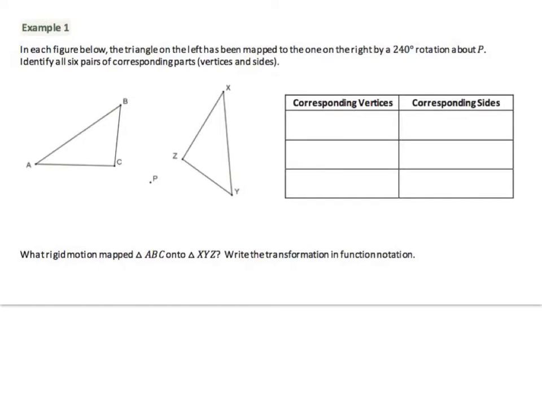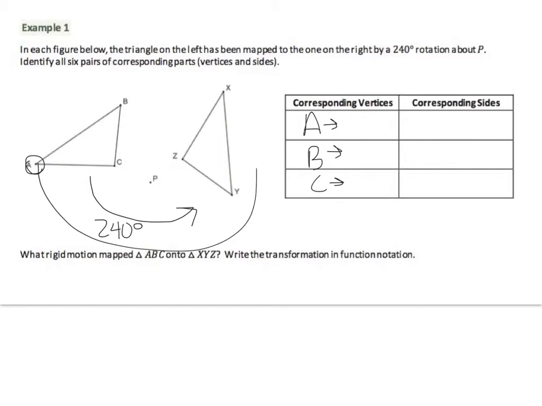Okay, in each figure below, the triangle on the left has been mapped to the one on the right by a 240-degree rotation about P. Identify all 6 pairs of corresponding parts, vertices and sides. So I'm just going to label A, B, C, and what do they map onto? So if we look, A maps onto X. No, that is wrong. I said X. I circled Y. There we go.